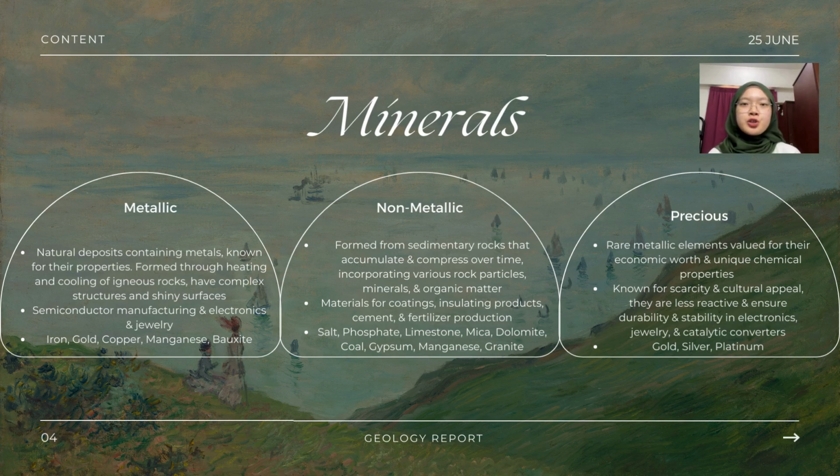Metallic minerals are natural deposits containing metals valued for their conductivity, ductility, and malleability. Formed through the heating and cooling of igneous rocks, they exhibit complex structures and shiny surfaces. These minerals are indispensable in semiconductor manufacturing, electronics, and jewelry. Examples include iron, gold, copper, manganese, and bauxite. Specific applications include silicon extracted from quartz for computer components and aluminum derived from bauxite for bottling and automotive manufacturing.